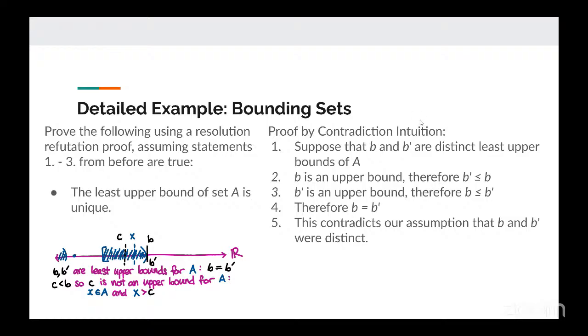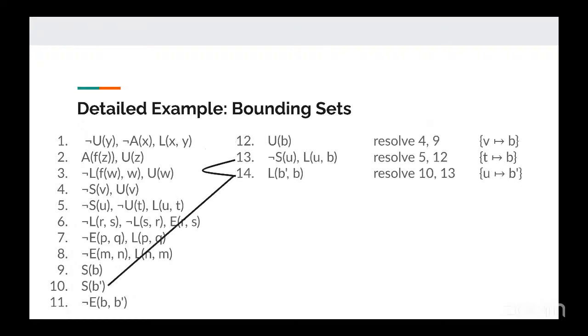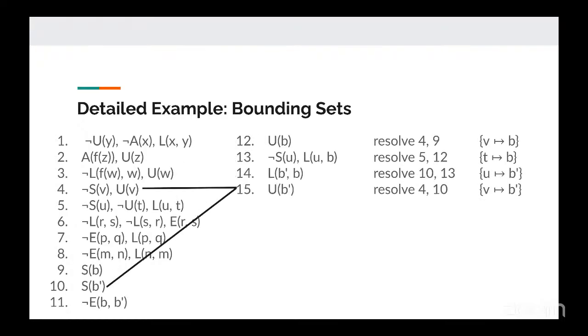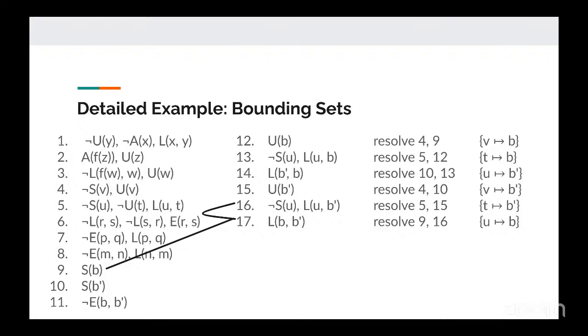Well, we do the same thing again. We had these 3 steps, and we do a similar thing again. So we use number 4 and this time number 10 to show that B prime is an upper bound. And then we use the same clauses again to show that B is less than or equal to B prime. So that's step 3 of our English proof here. See some nodding? Great.